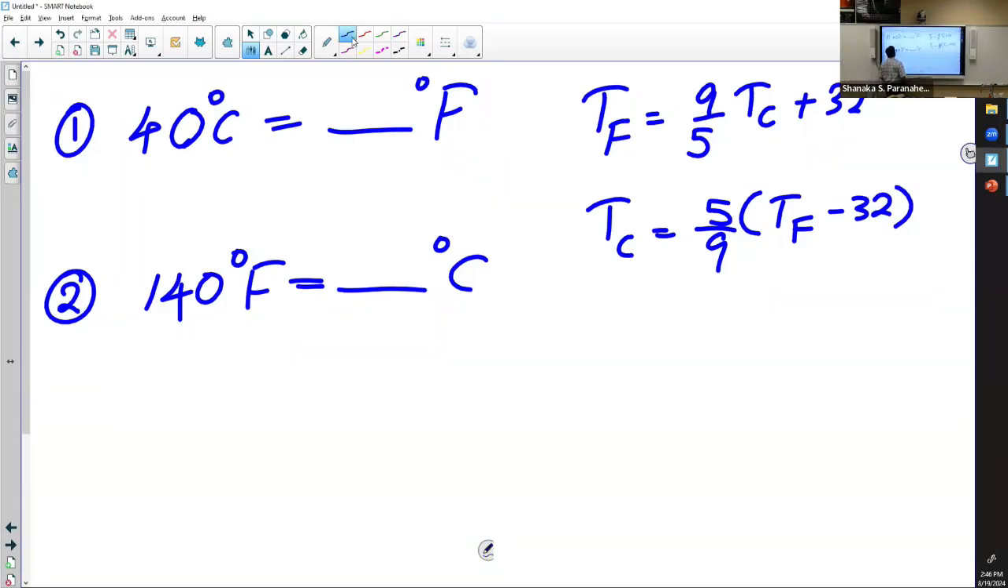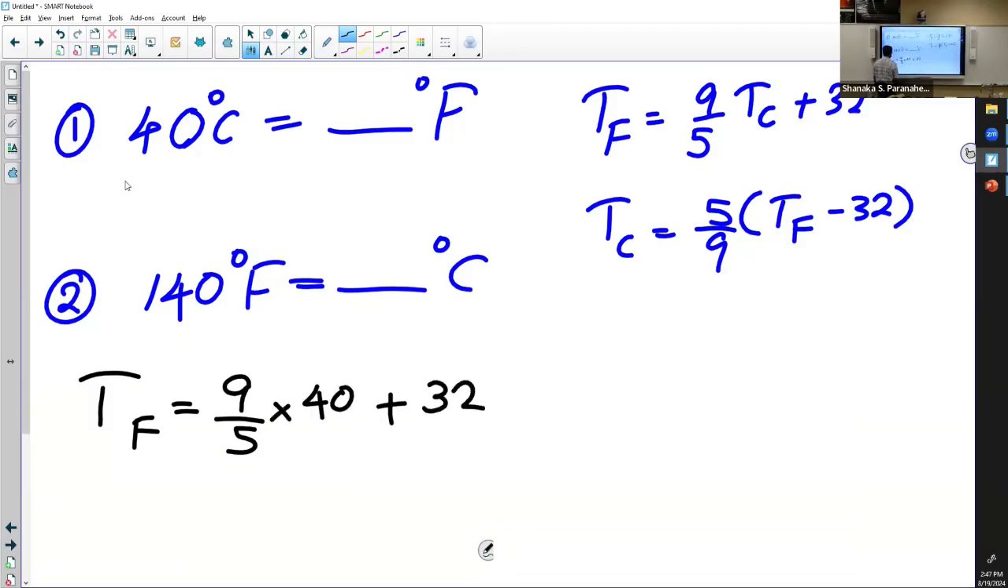Okay, so for the first calculation, which equation is required? The one on top or the bottom? Top. So we are going to calculate the Fahrenheit. It's already solved for Fahrenheit, so we are going to use the first equation, nine fifths. The Celsius value is 40. We want to substitute 40, and plus 32.